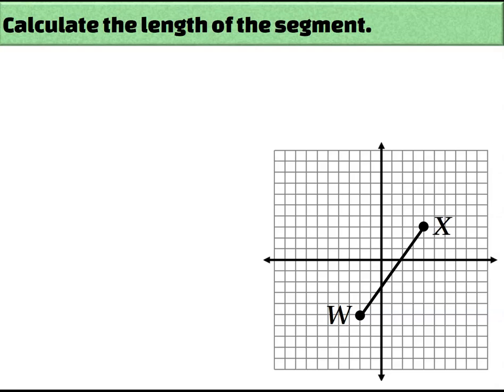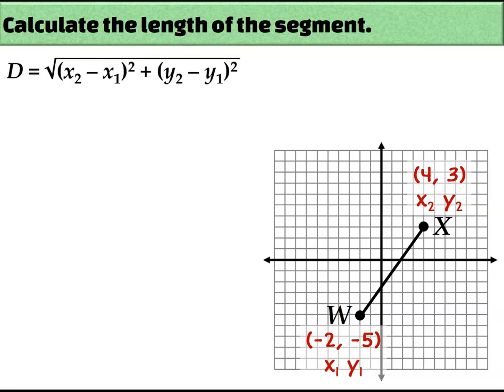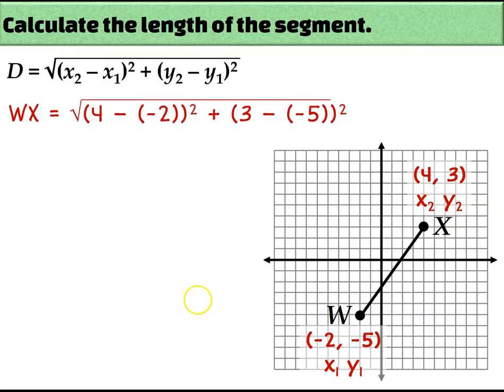In order to use the distance formula to calculate the length from point W to point X, we need to know the coordinates of point W and point X. W is the point -2, -5. I'll call that x1 and y1. And X is the point 4, 3. I'll call that the point x2, y2. Now I'll just take all four of those numbers and plug them into my formula.